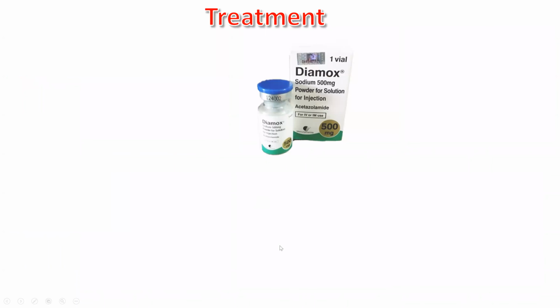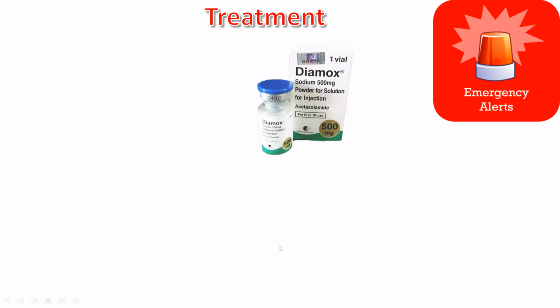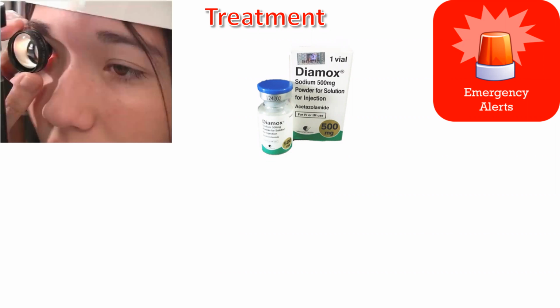So what will be the treatment? First of all, it is an emergency. If a patient presents to you with a central retinal artery occlusion, this is an emergency. Our aim is to dislodge this embolus from the major artery to a small or peripheral artery. So how can we do that? We can do that by different measures.